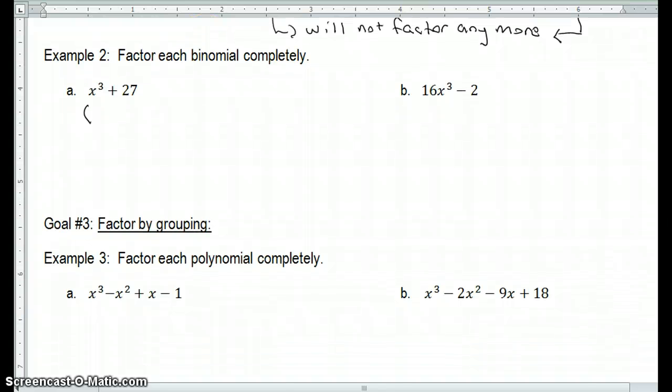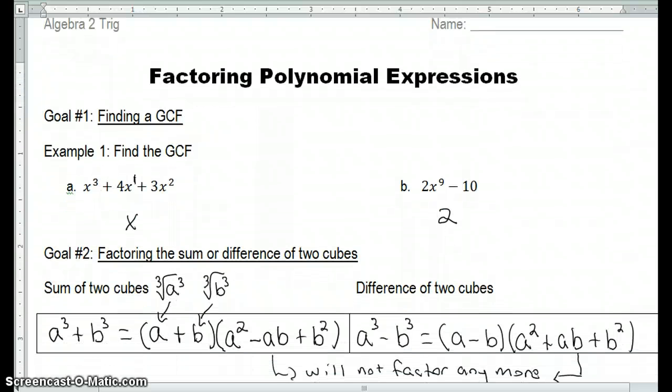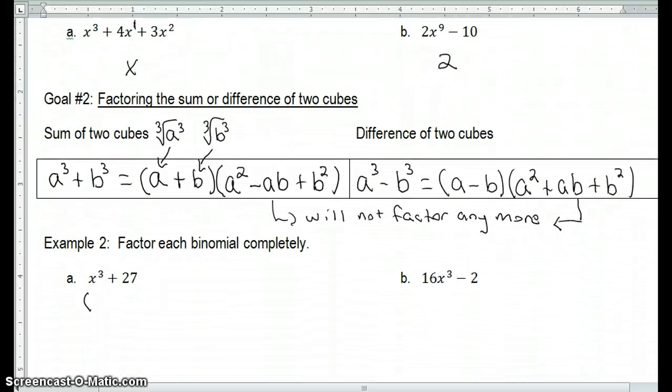And let me lower this. Oops, wrong way. Oh, a little too far. Sorry about that. Alright, there we go.